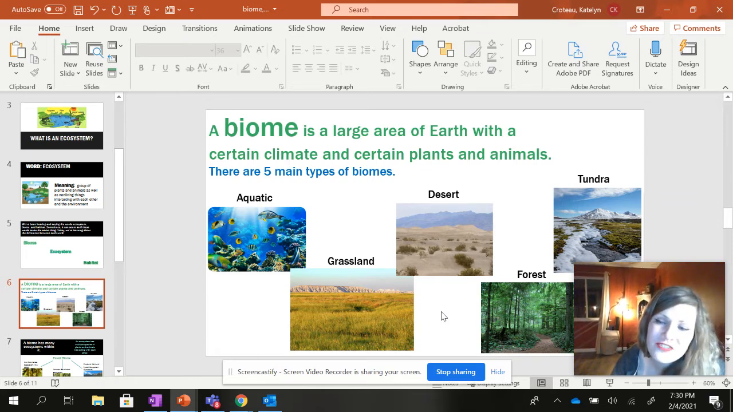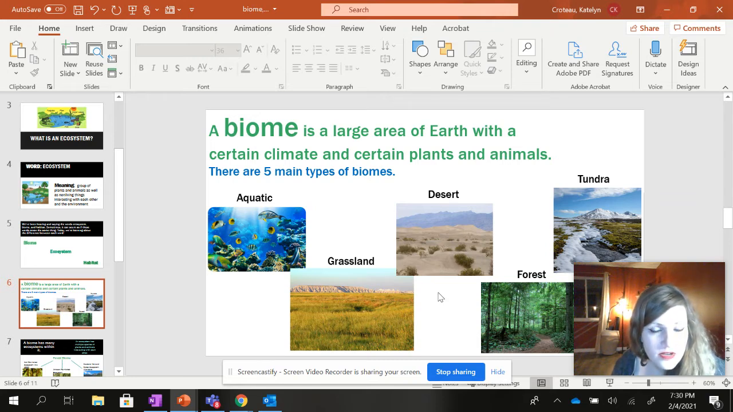Hint, hint, on your Microsoft forms, I'm going to be asking you to give me an example of a biome. So you can pick one of these or more. But please try to just close this out and remember. Okay, see if you can remember with your own mind instead of having this open.